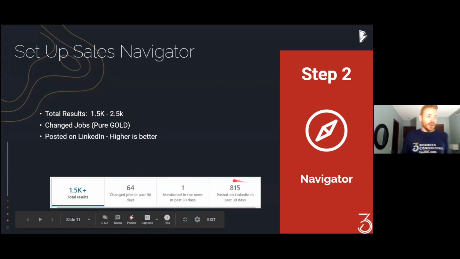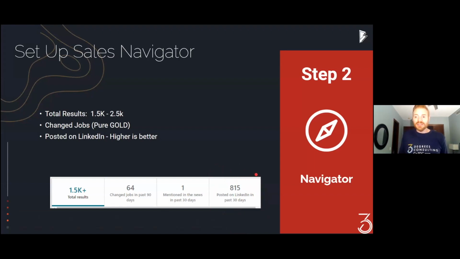And then next, posted on LinkedIn in the last 30 days. The higher this number is, the better, because this means they were active, which means that when I reach out to them in step 3, they are more likely to see my message. So of the 1.5 thousand, 815, which is a great ratio, are active on LinkedIn. So I want to see that too, right? If this said like 10 of my 1.5 thousand were active, then maybe I need to rethink my target avatar, because only 10 of 1.5 thousand is a very, very low number.